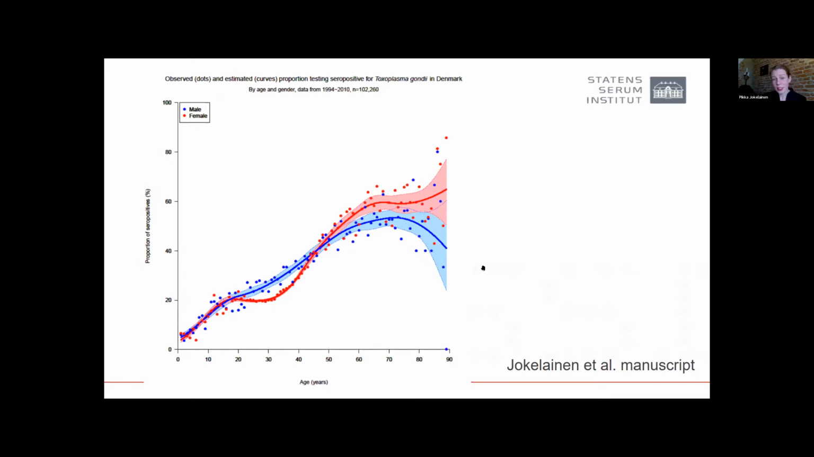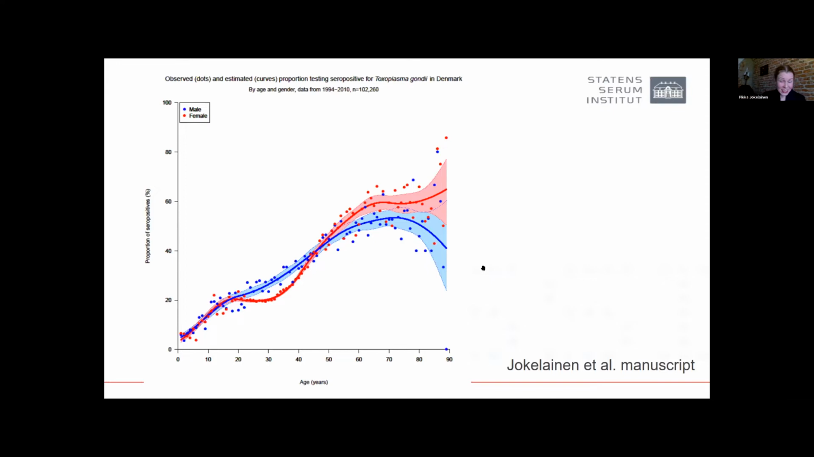So there is the age in years on the x-axis and the proportion of IgG positives on the y-axis. What is important to know is that it starts quite low. So the congenital infection is a small part of the whole pack of infections we have. And it seems to go up throughout the lifetime. So it is really typically an acquired infection at some point of life.